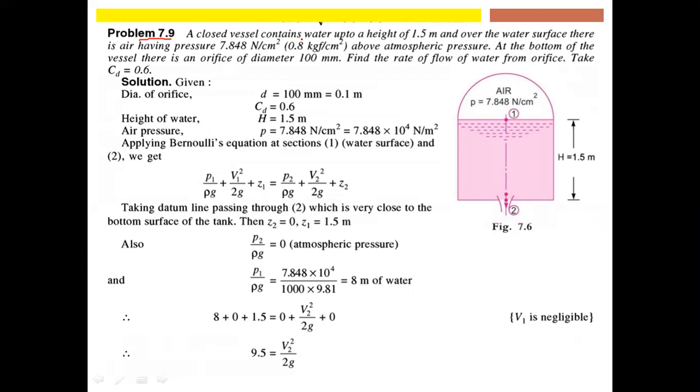Now a closed vessel contains water up to a height of 1.5 meter, and over the water surface there is air having a pressure of 7.848 above the atmospheric pressure. At the bottom of the vessel, there is an orifice of diameter 100 mm. Find the rate of flow of water from the orifice, taking the value CD is equal to 0.6. So what is it saying? A closed vessel contains water up to the height of 1.5 meter.